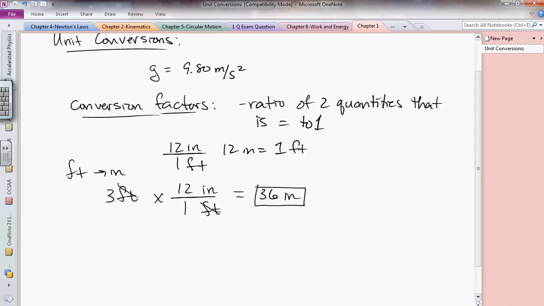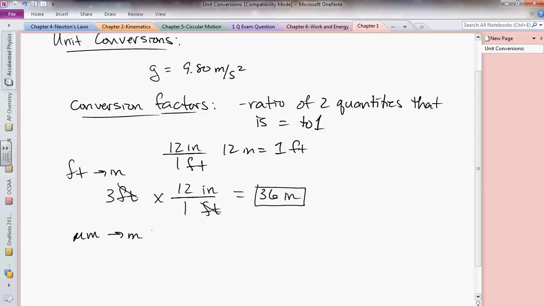Okay. Another example. Say we want to go from micrometers, and this is micro, that funny looking U is micro. We want to go from micrometers to actual meters. To do this, you need to know what the prefix micro means.